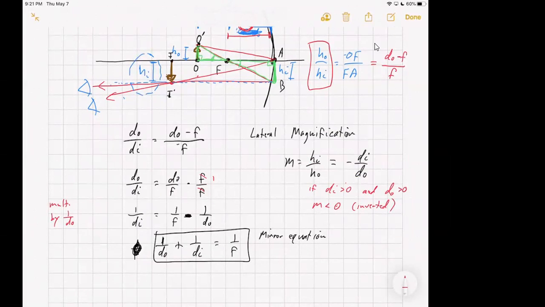So the negative sign tells us that there's an inversion here, but we can find the magnification if we know where the image is and where the object is. We can take the ratio of the image length to the object length and take the negative of that. We're going to apply that to a few problems in the next video.